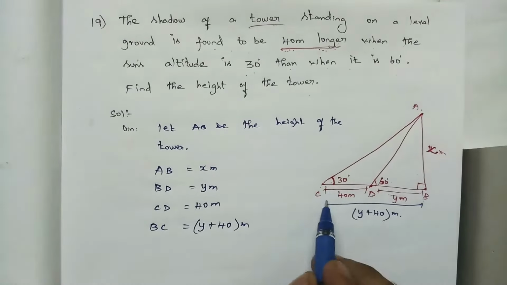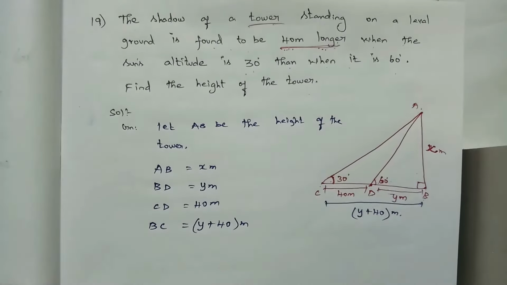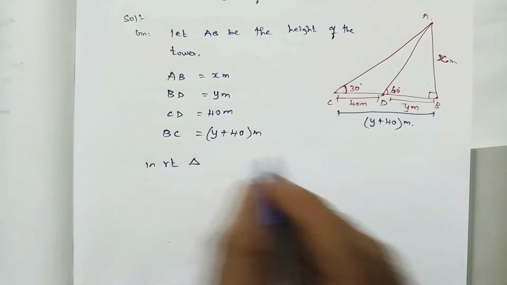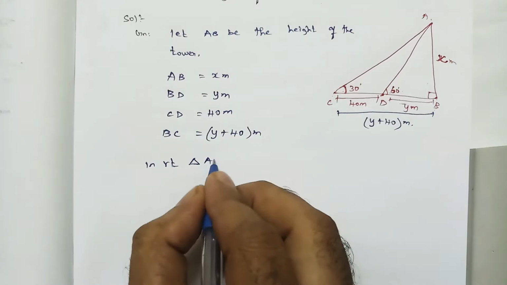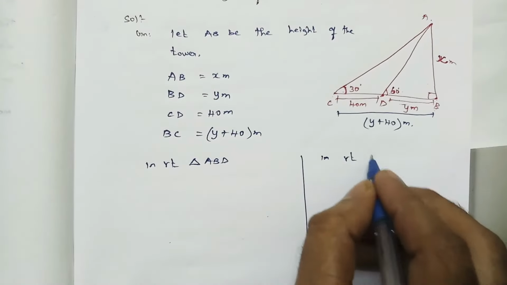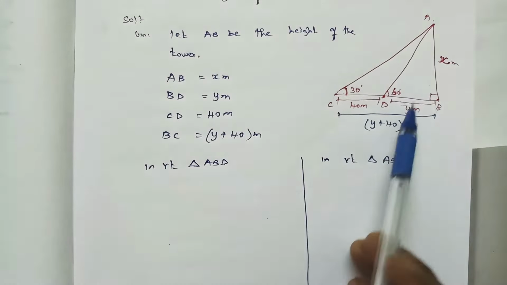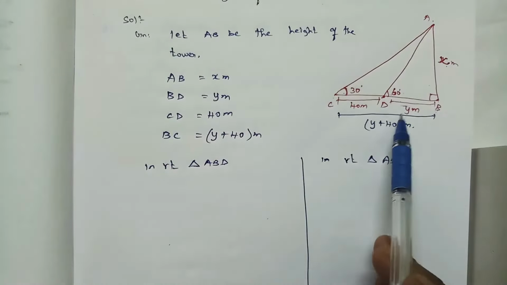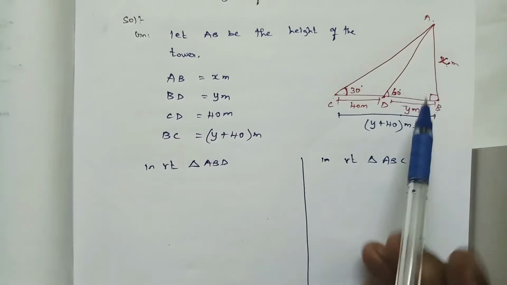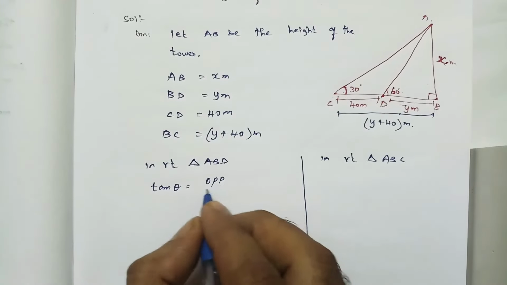Y plus 40 meter. This Y plus 40 is nothing but the adjacent side for 30 degree, right? Now we are having two right triangles. In right triangle ABD, and in right triangle ABC, right? In right triangle ABD, we want to find X and Y. X is nothing but the opposite side for 60 degree and Y is nothing but the adjacent side, right? So opposite, adjacent, tan theta. So tan theta is equal to opposite side divided by adjacent side.